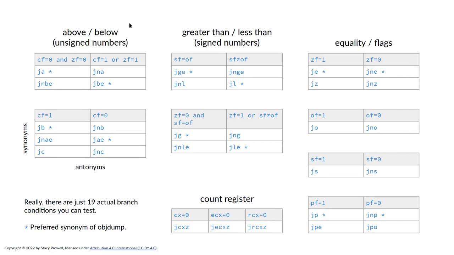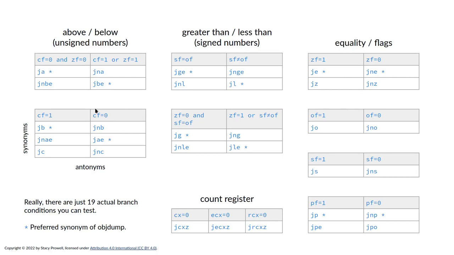If you want to know whether you're above or below, and that works for unsigned numbers, this is the stuff you want. If you want to know if you're greater than or less than, and that works for signed numbers, here's what you want. If you want to know about equality or about some of the flags, here's what you want, right? This is the one that checks equality.